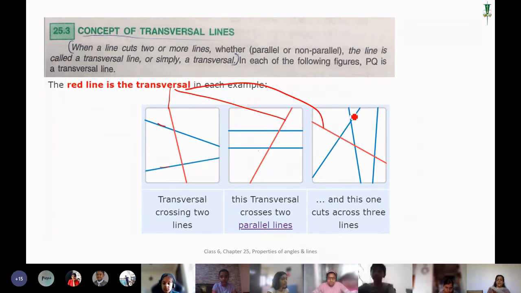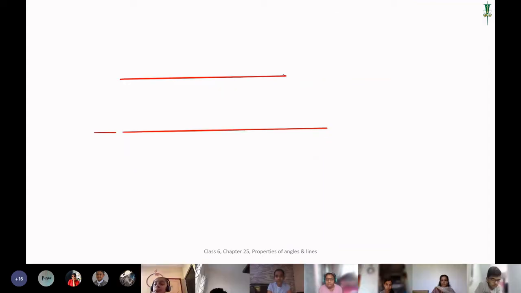And if you observe, none of these blue lines are parallel to each other. This red line is just cutting through all the three lines, and therefore this red line is called the transversal. These are two parallel lines. And parallelism, as I said, is indicated like this or using those arrow marks. It doesn't matter the direction of the arrow marks. Two arrows together also indicate parallelism.